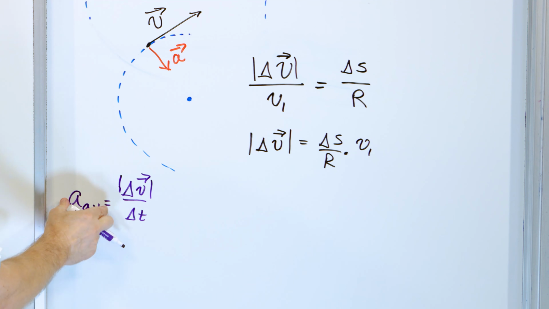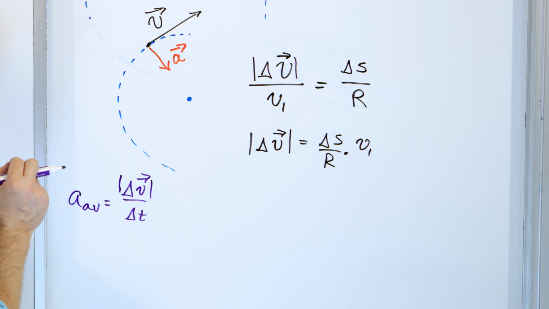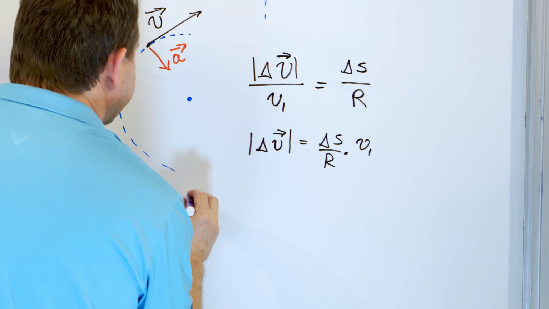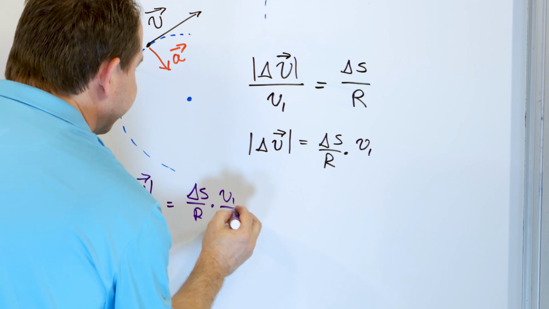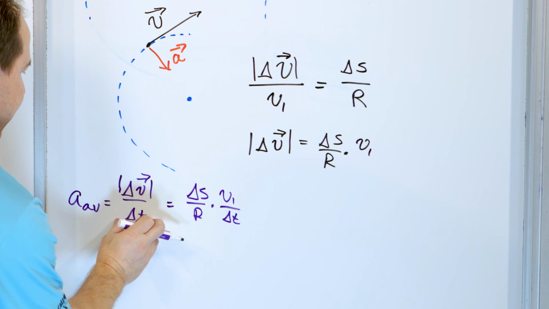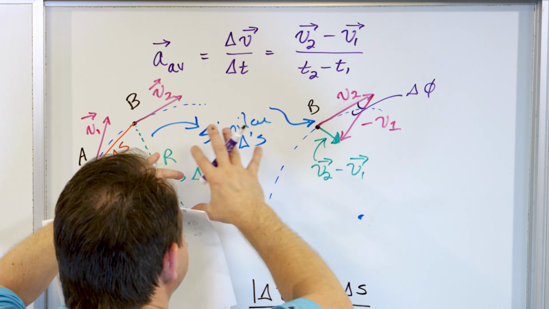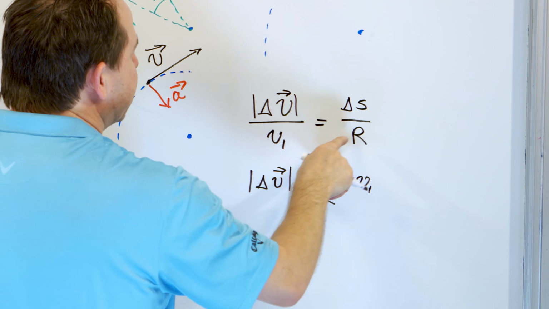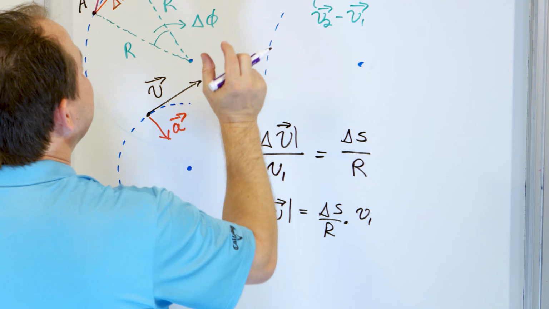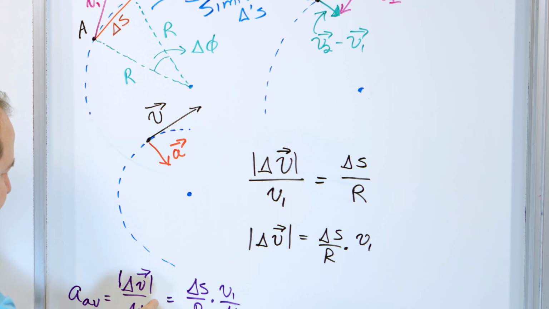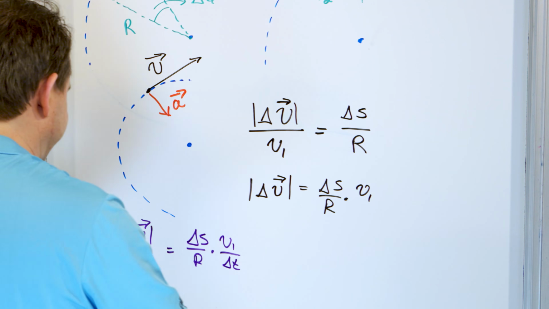So the amount of acceleration we have is the magnitude of the change in the velocity vector divided by delta T. And we have this here, which is delta S over R times V1. When you divide by delta T, you just slap a delta T down here. So what we did is we used the graphics and the similarity of the triangles to find what delta V is, absolute value-wise. And since we know delta V divided by the time is the acceleration, we just divide by the time. And this is the average acceleration.